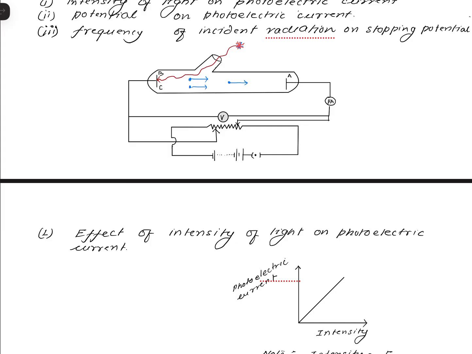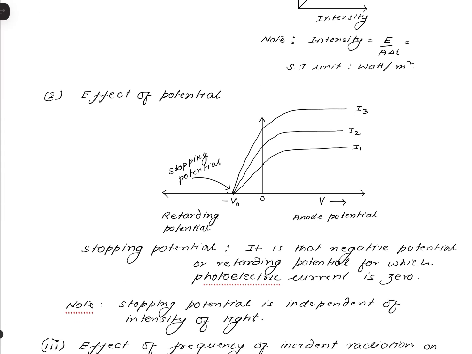Right? So here you can see in the graph, see, if I apply a negative potential and keep increasing, then a voltage is found when the current is what? 0. So this negative potential is known as stopping potential. So it is a very important definition for your examination. They might ask you: stopping potential is that negative potential for which there is no photoelectric current, or the electron does not come out of the metal surface.